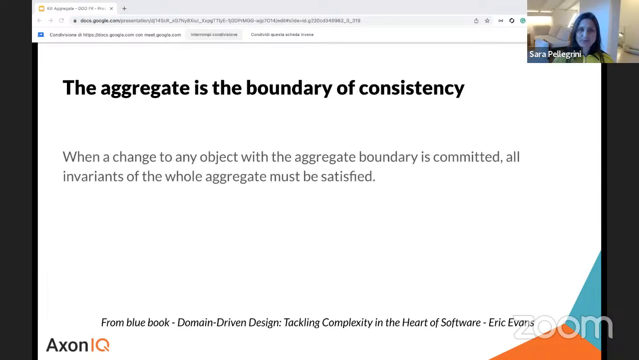When a change to any object within the aggregate boundary is committed, all invariants of the whole aggregate must be satisfied. In other words, the aggregate is the component responsible for ensuring strong consistency constraints within an ecosystem that is by nature eventually consistent. But at the same time, it tries to represent the business entity acting as a guardian of a set of business rules. It is complex to explain to business experts what it really represents. And obviously, we cannot provide business experts with a technical explanation of the aggregate.